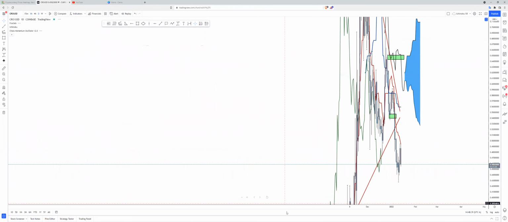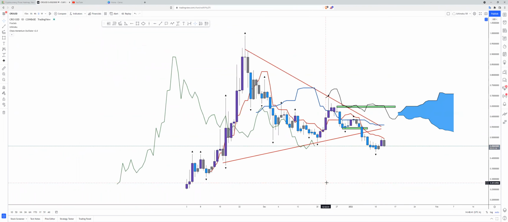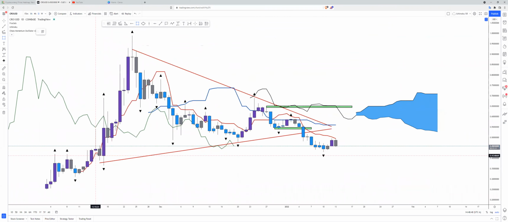But looking at this, at the bigger picture, now that I'm looking at this clear, we are sitting right at an order block. Y'all saw the order block video. This is an order block right here.